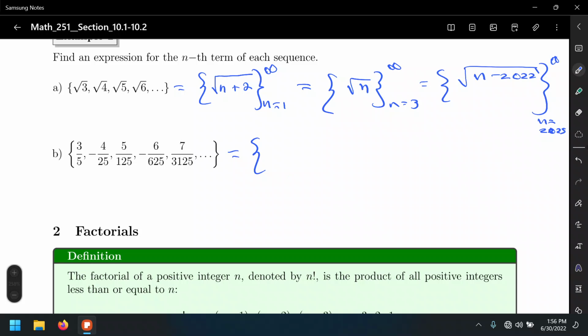It's alternating. So for sure, it will require a -1 to some power that I'm just going to call it question mark. Okay? What else?